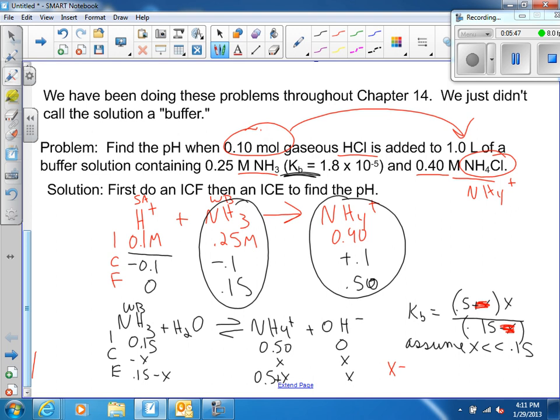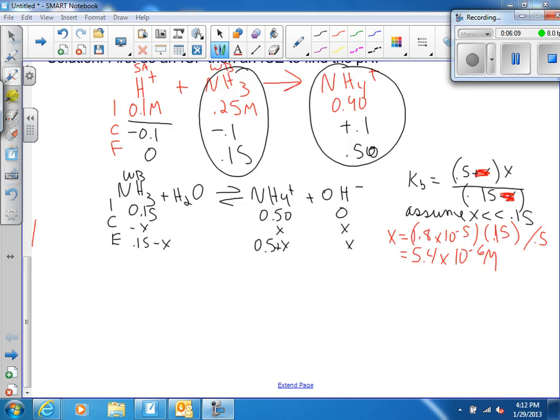I get x is equal to Kb times 0.15 divided by 0.5. Where's my Kb? It's right here: 1.8 times 10 to the minus 5. And x comes out to be 5.4 times 10 to the minus 6.